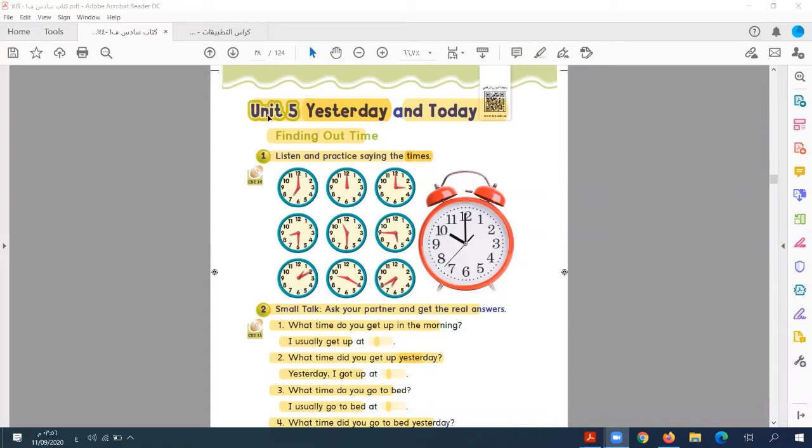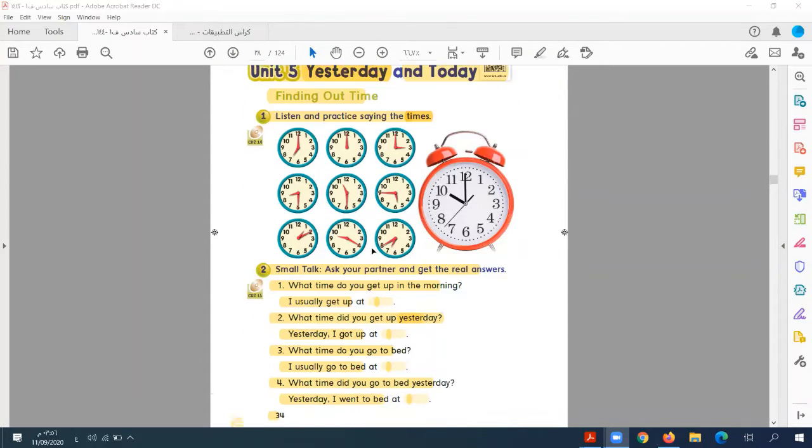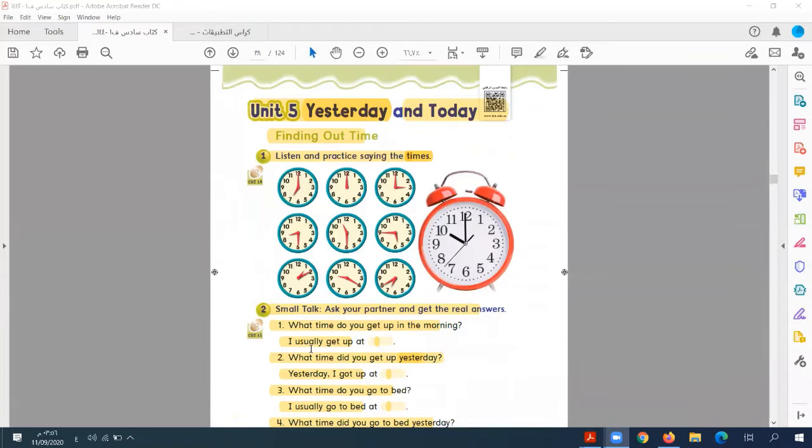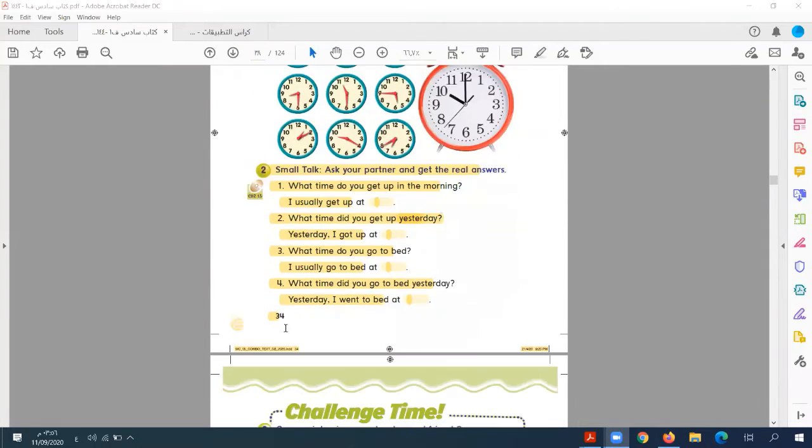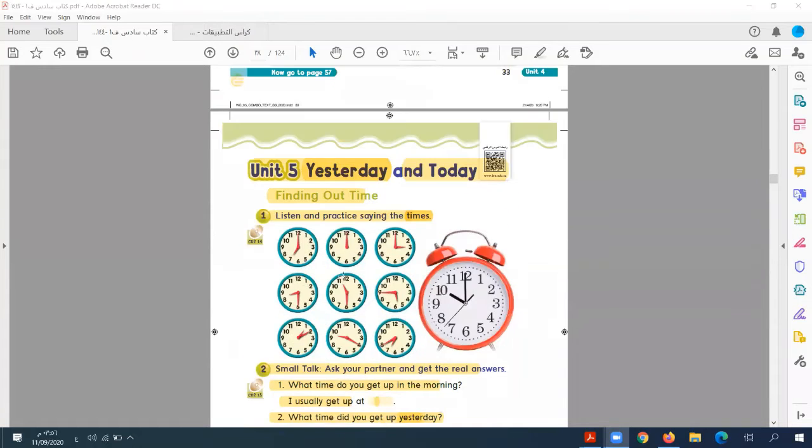This is unit number 5, lesson number 1, page 34. Our title today is Yesterday and Today. Al-Ams wal-Yawm.